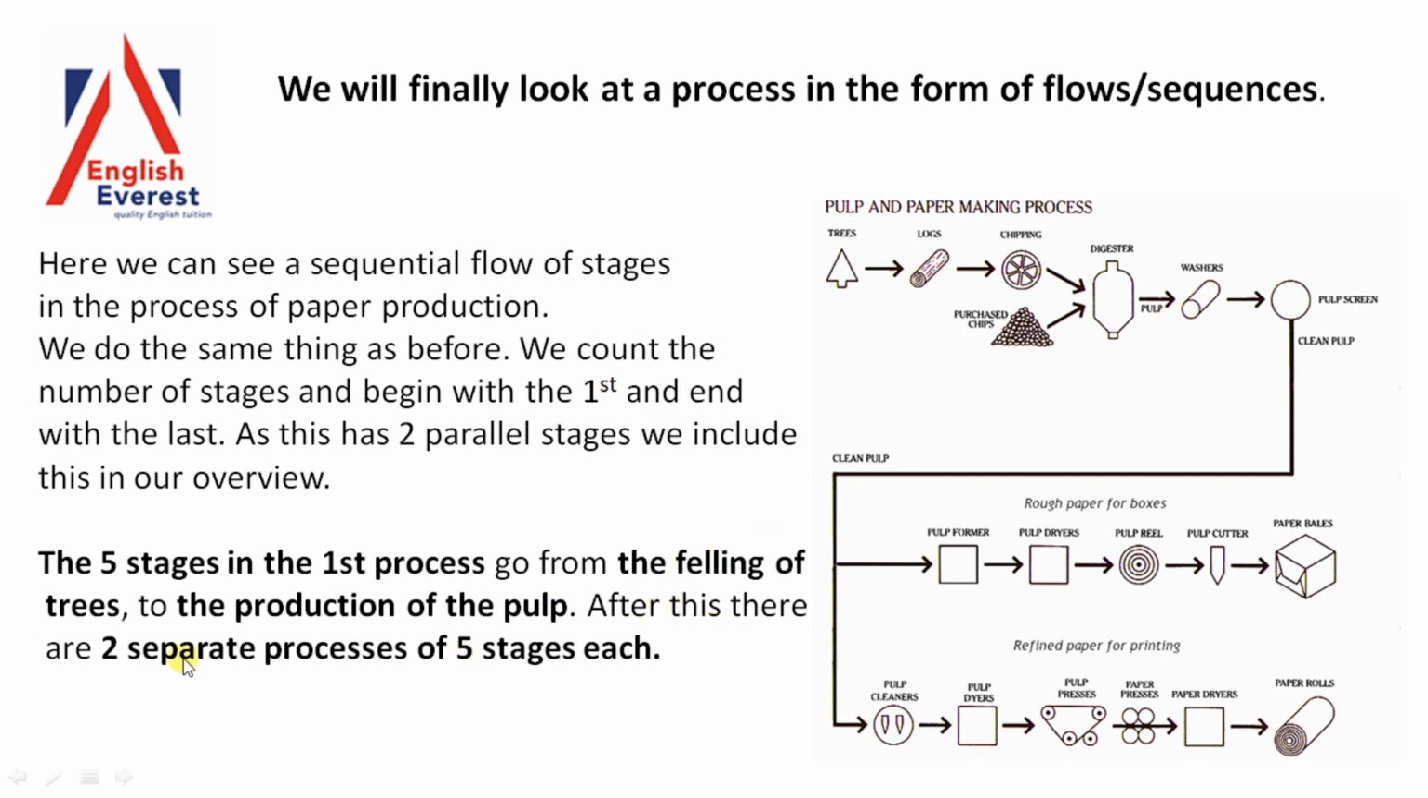After this, there are 2 separate processes of 5 stages each. 1, 2, 3, 4, 5, but here is 1, 2, 3, 4, 5, 6, so that's the slight error. So you just change it to 6. But the thing is, if you do that, you're going to have to write more. So I would suggest saying 2 processes of several stages each. Several is not a fixed number. It can mean 3, it could mean 8, it could mean 6, it doesn't matter. So several is a good word to use to say that there are numerous stages in each process.